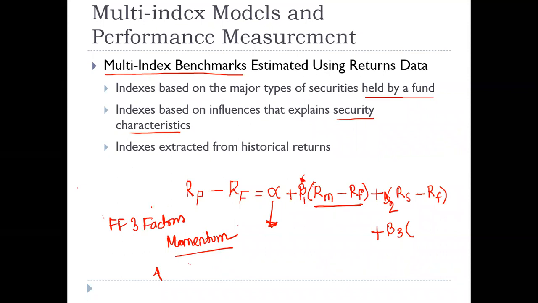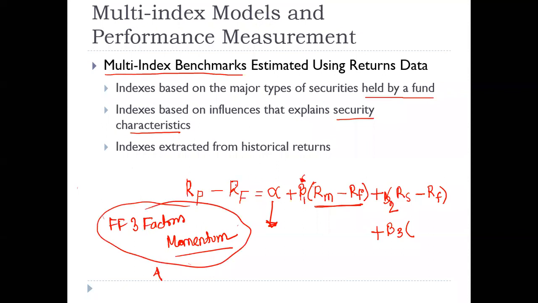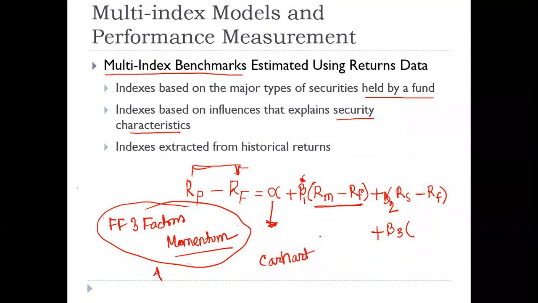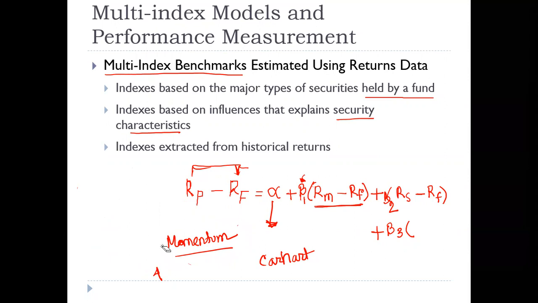And if you include these 4 factors in measuring the performance of a mutual fund portfolio, it is understood that you are using the Carhart model. You are using the Carhart model because Carhart was the first who estimated the mutual fund performance by taking all these four factors. Okay, so based on the security characteristics, you can include some indexes. Okay, so this is number 2.